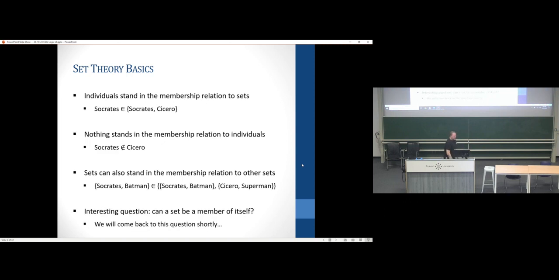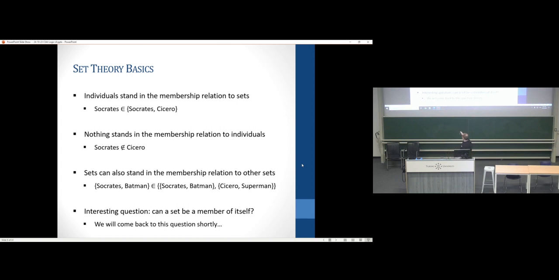So some things about the membership relation and generally how these go. Individuals stand in membership relations to sets, right? So Socrates, the individual, is a member of the set containing Socrates and Cicero. However, nothing stands in a membership relation to an individual. And that makes sense because remember, we said, what are individuals? Well, they're things that aren't sets. So they can be on the left-hand side of the membership relation, but they are never on the right-hand side. They can be members of, but they never have any members.